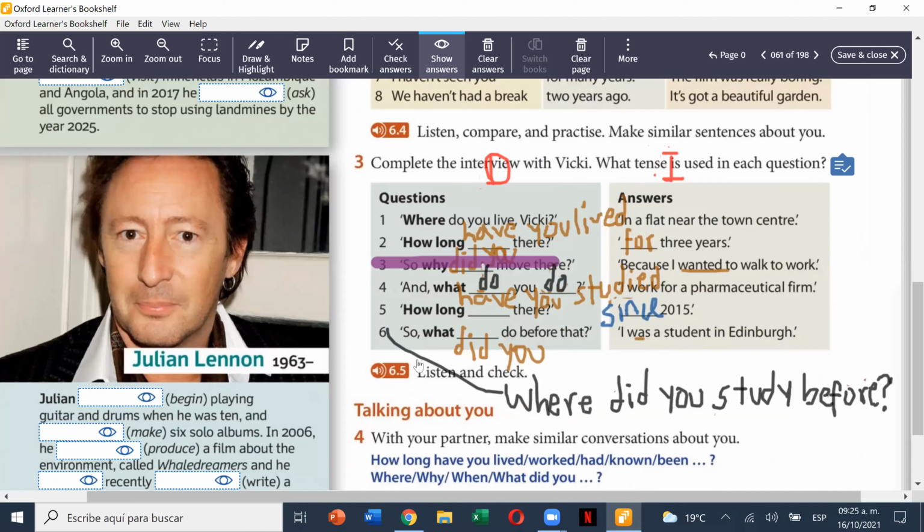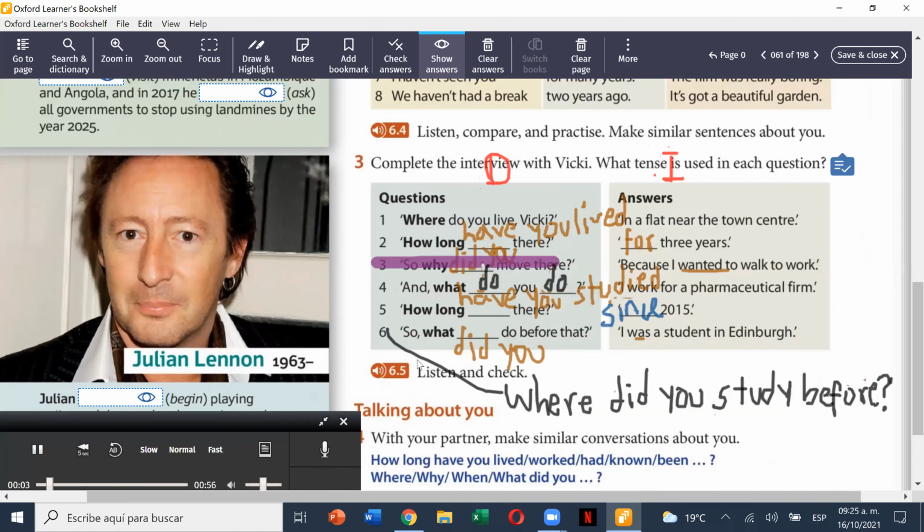6.5. Questions and answers. Where do you live, Vicky? In a flat near the town centre. It's nice because it's got a balcony. How long have you lived there?